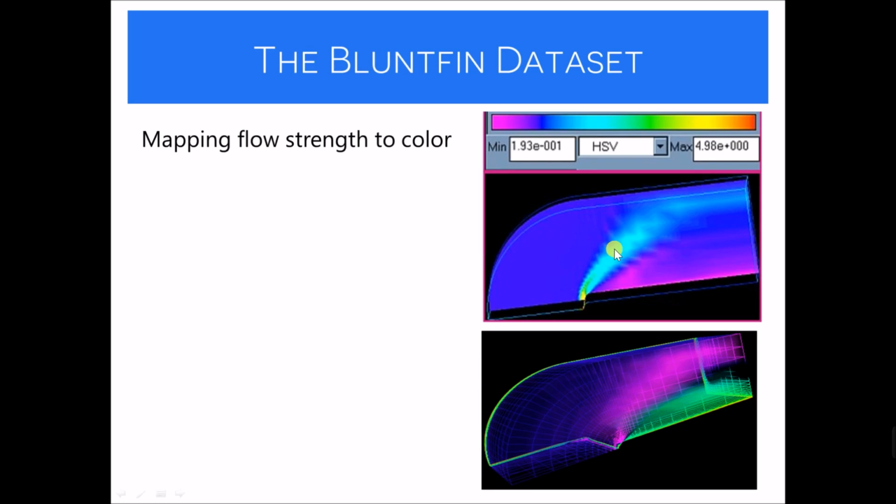So here's the BLUNTFIN data set. This is with the cells, and here's without the cells. So you can really see, right? There's a lot of detail here, and here it's just blue. Not much happening here, right?